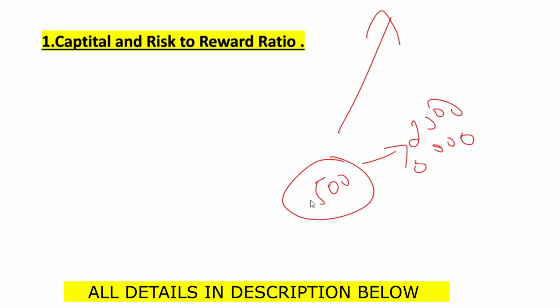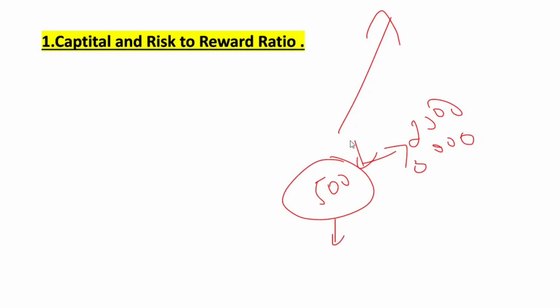But whatever losses we give to the market can be defined and controlled. So this is the only thing you can control as a trader. So always try to control your stop loss. This is the first and most important rule. So capital and risk to reward ratio should be maintained.